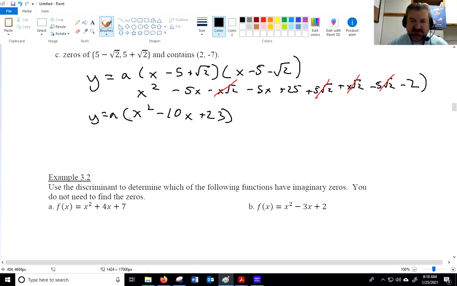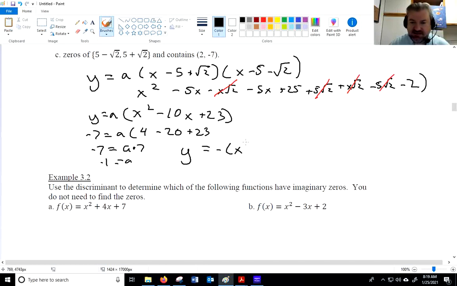But I still have that pesky little a. Let's plug in 2 for x and negative 7 for y. 2 squared is 4. 2 times 10 is 20. So that becomes 27 minus 20 is 7. So negative 7 equals a times 7. So a is equal to negative 1. So our equation is y equals negative x squared plus 10x minus 23.